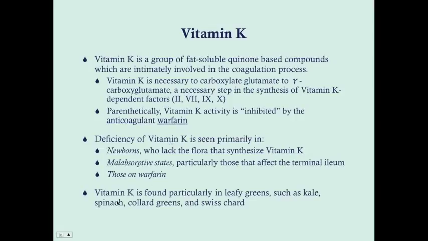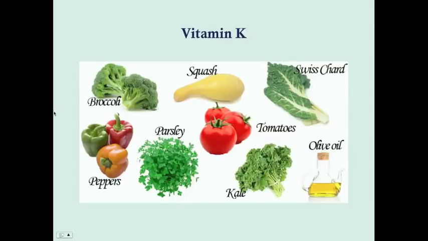Vitamin K, as you probably know, is notably found in the high-quality green vegetables. So this is where you see vitamin K: kale, Swiss chard, parsley, broccoli, also spinach.